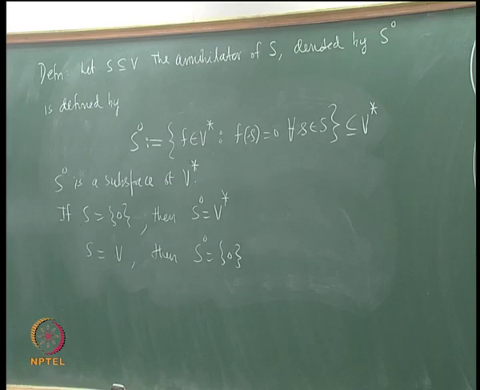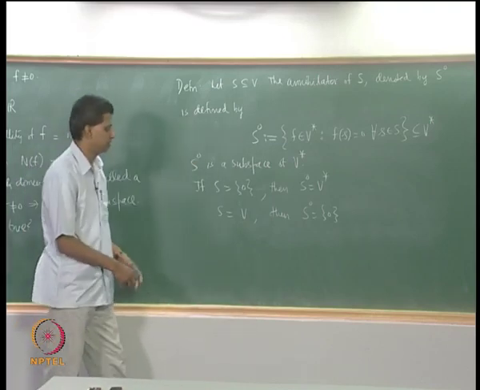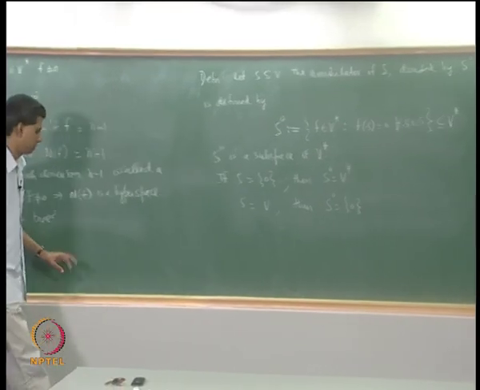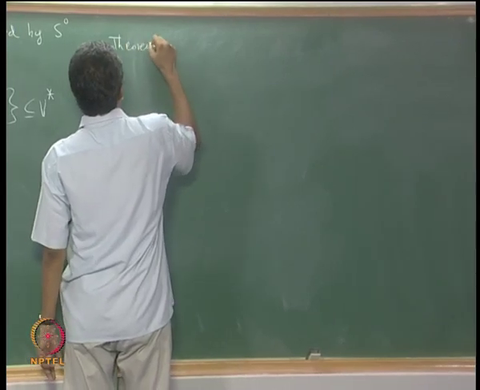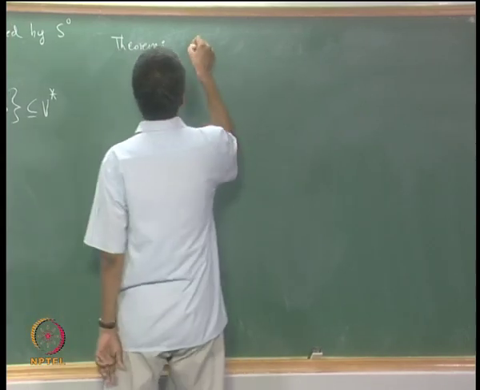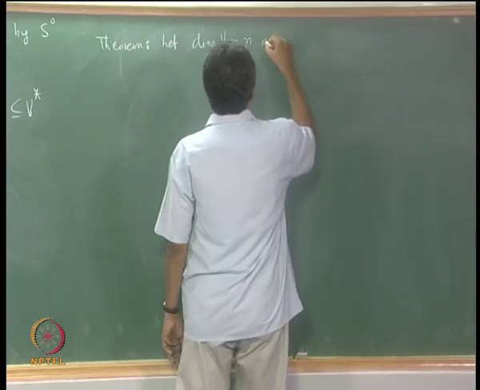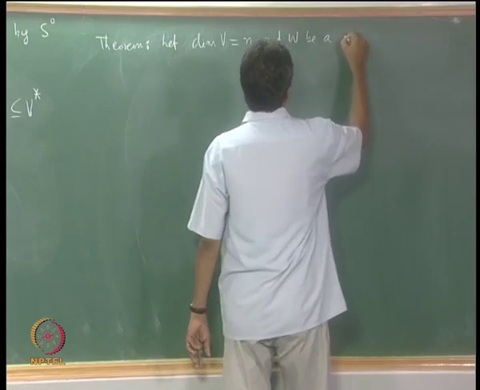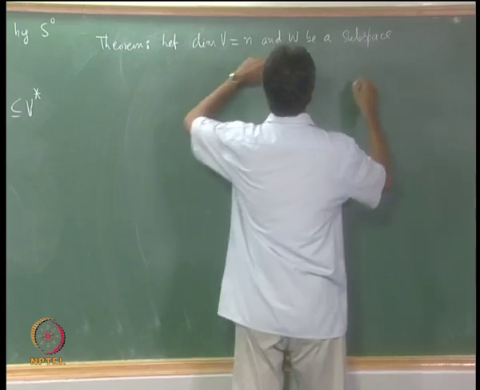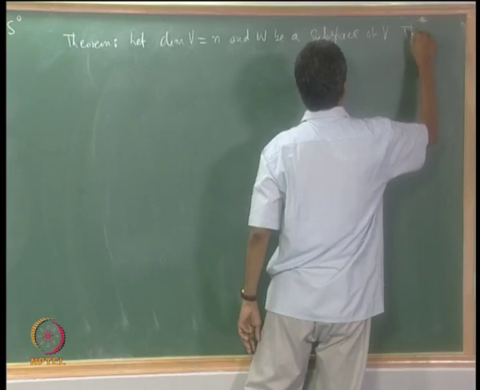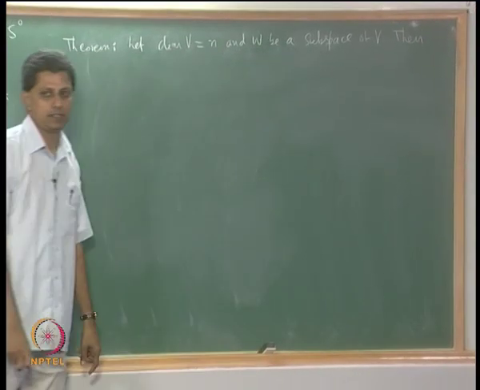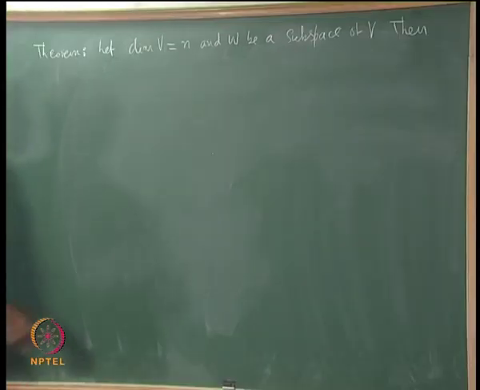Let us now look at the dimension of a subspace and the dimension of the annihilator of that subspace. They are related, and this is a formula that will lead to an affirmative answer for the converse question. So I want to prove the following theorem. Let V be finite dimensional, so I'll assume dimension of V is n, and W be a subspace this time, not just a subset, subspace of V. Then the following formula, which must remind you of the rank nullity dimension theorem, holds.